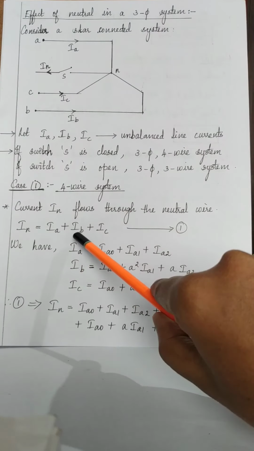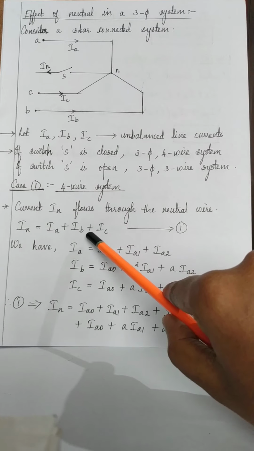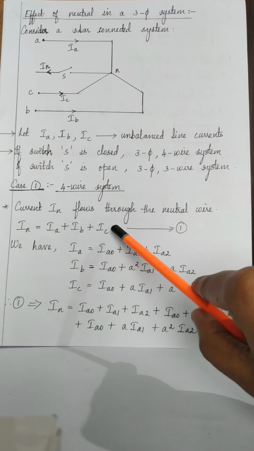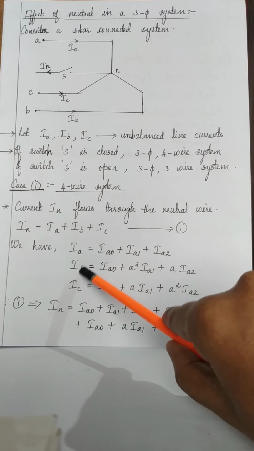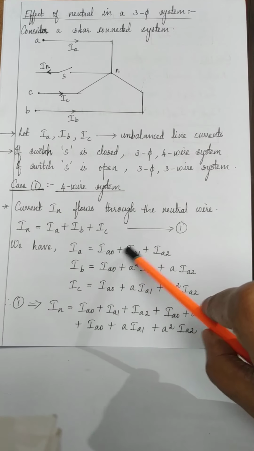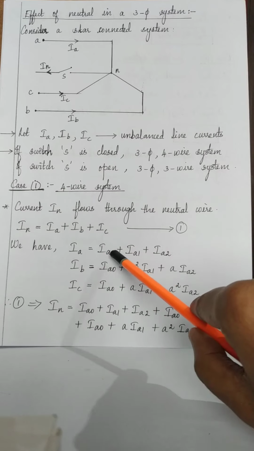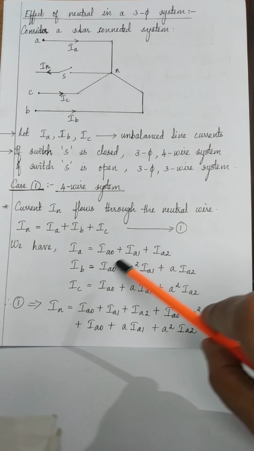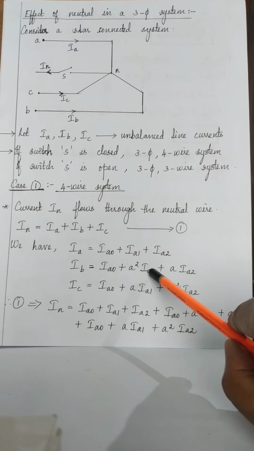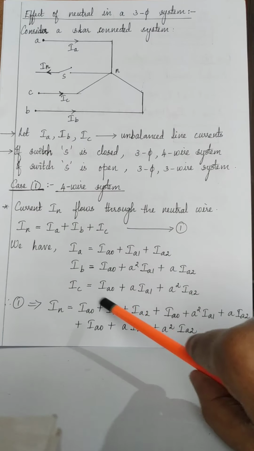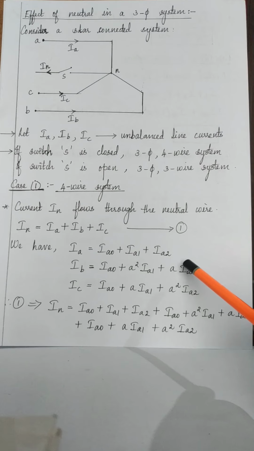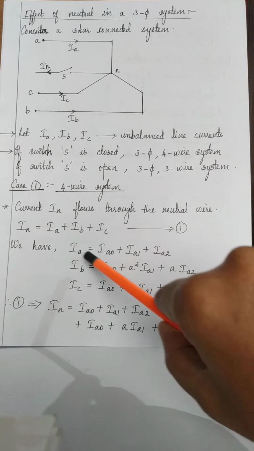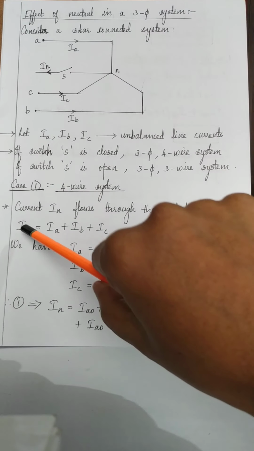IN is the summation of the other three line currents, IA plus IB plus IC, and we already have the phase values of currents in terms of their symmetrical components. IA is IA0 plus IA1 plus IA2, IB is IA0 plus A square IA1 plus A IA2, and IC is IA0 plus A IA1 plus A square IA2. We did this derivation in the initial classes. So substitute the values of IA, IB, IC in IN.